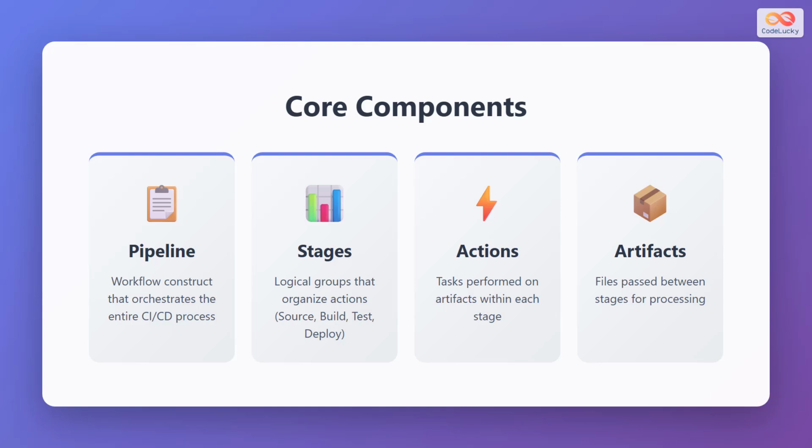CodePipeline is built on 4 core components. First is the pipeline itself, which is the workflow construct that orchestrates the entire CI/CD process from start to finish. Second are stages, which are logical groups that organize related actions. Common stages include source, build, test, and deploy. Third are actions, which are the actual tasks performed on your code or artifacts within each stage. These could be building your application, running tests, or deploying to production. Finally, artifacts are the files or data that are passed between stages for processing. Understanding these 4 components is essential to designing effective pipelines.